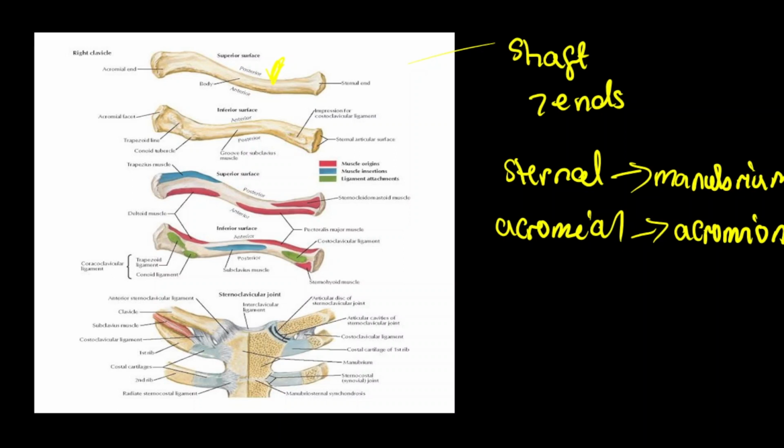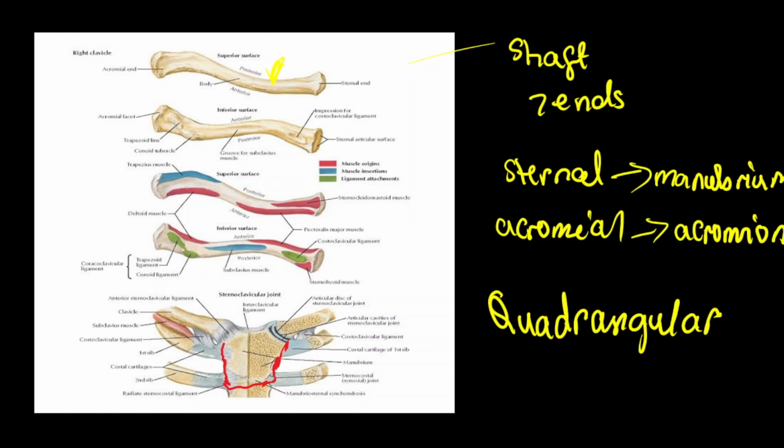Okay, and the sternal end can be said to be quadrangular. Here in this picture, we can see that we have the manubrium of the sternum. The manubrium of the sternum is the topmost part of the sternum. The sternum is made of the manubrium, the body of the sternum, as well as the xiphoid process.